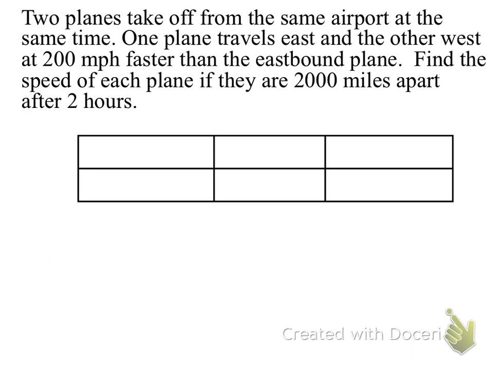So, the first thing we have to do is label on the left. We're talking about the east plane, and the west. And I'm noticing that they talk about speed, they're talking about distance, and they're talking about time. So I'm using that formula. Rate times time equals distance.